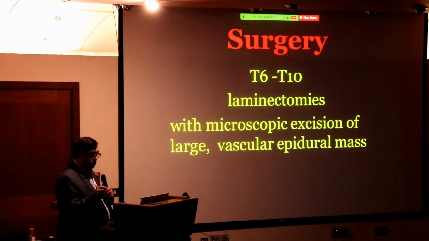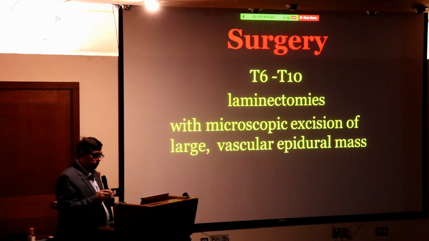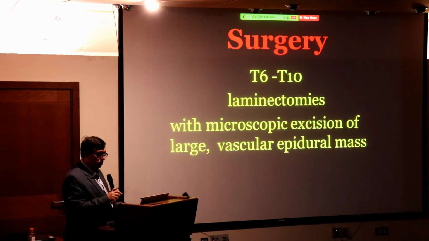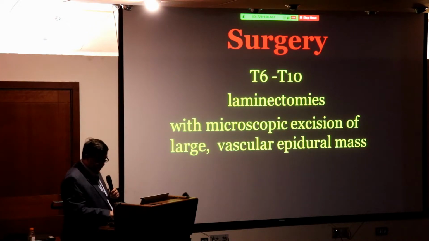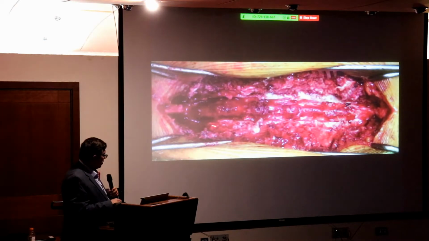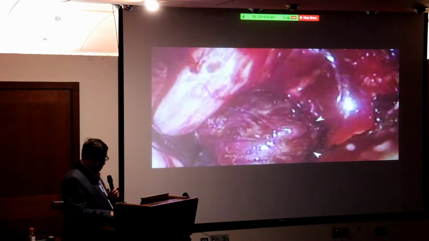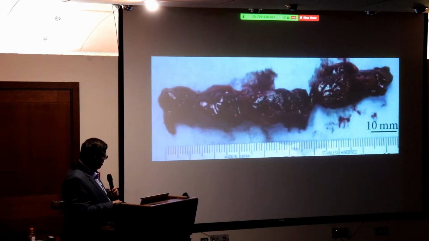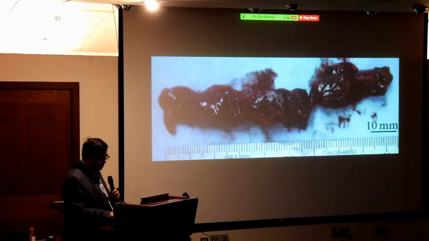I don't have the video to show you. I looked for it, I could not find it, so I'll just tell you what we found. We did laminectomy, T6 to T10 inclusive, and we found a large vascular extradural mass as expected. So this is the laminectomy, and this is the extradural mass, just like clotted blood, but a little bit elastic and more solid.